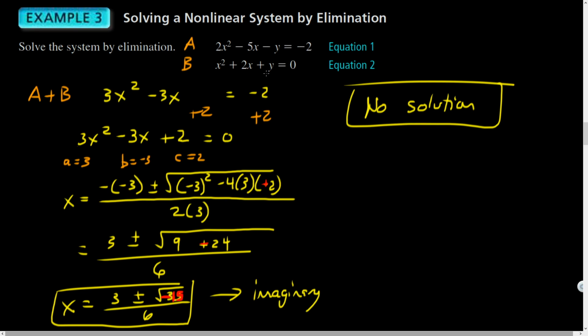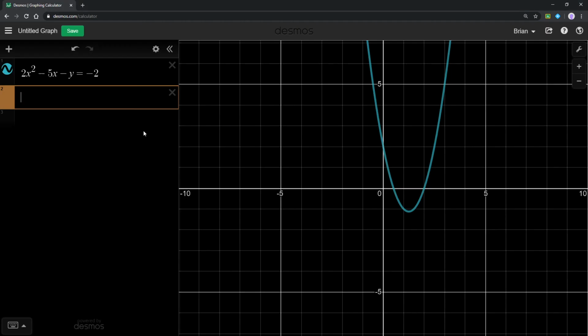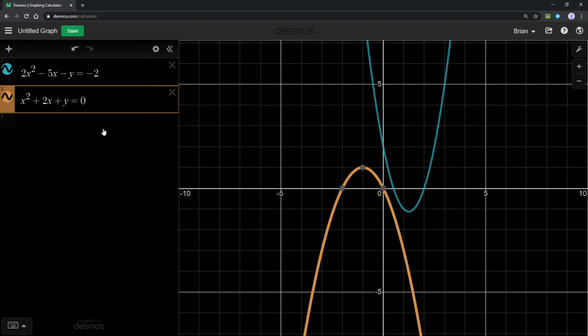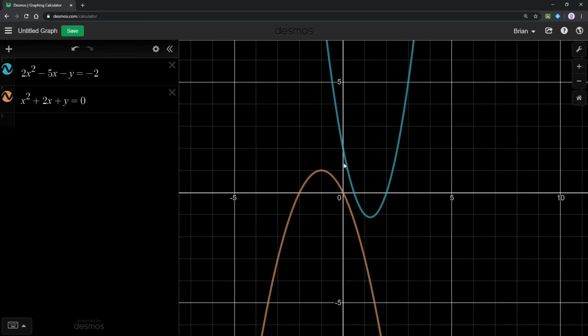And then, where was the other? X squared plus 2x plus y equals 0. There we are. And so notice, those graphs, they don't intersect. Never touch, no solution. There we are.